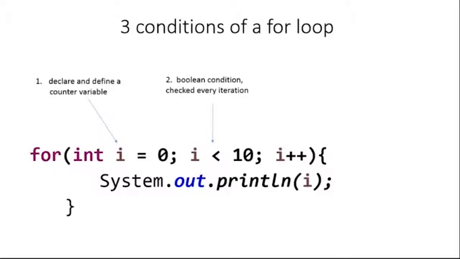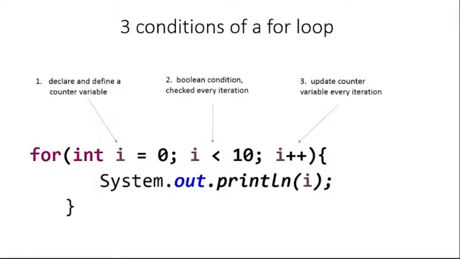So this decides kind of the number of times that your for loop is going to execute. So in this instance, we've got i less than 10, and since we're starting out at 0, and since this third condition is counting by 1, it's going to execute 10 times from 0 to 9, basically.